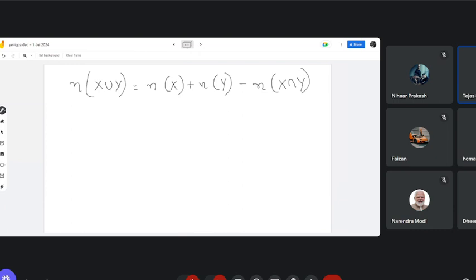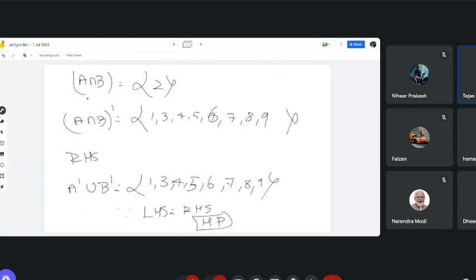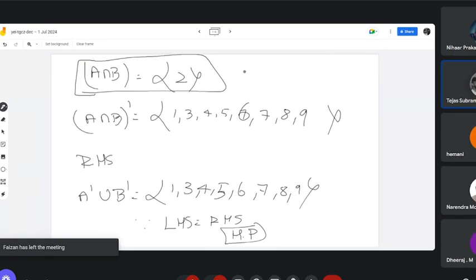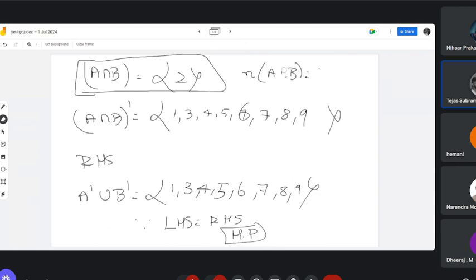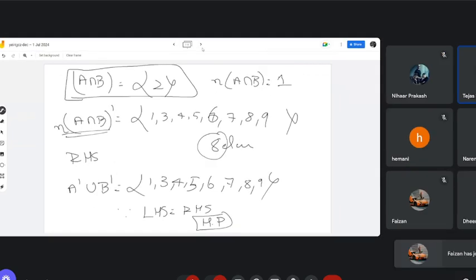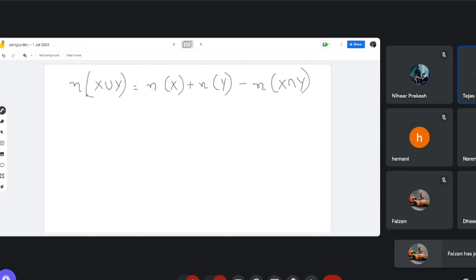N meaning number of. For example, if I go to the previous thing, the number of elements in A union B is 1. My bad. N of A intersection B is 1 because there's 1 element. N meaning number of. So N of this will be 8, I guess: 1, 2, 3, 6, 8. So 8 elements. Number of things, nothing but N of. Now if you see the formula, it says the number of elements in X union Y is equal to the number of elements in X plus the number of elements in Y minus the number of the intersecting elements.